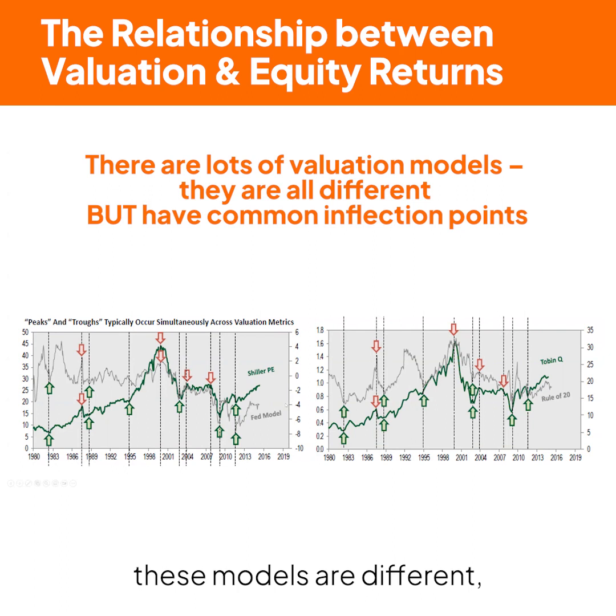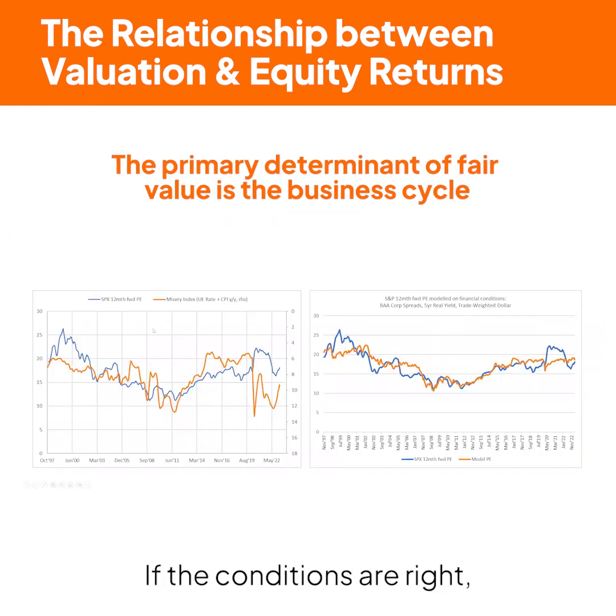Now, each of these models are different, but they all have common inflection points. They tend to peak and trough at the same time. The point is that macro is always the catalyst. If the conditions are right, the market can always become more cheap or expensive. Tracking the business cycle dynamics are key.